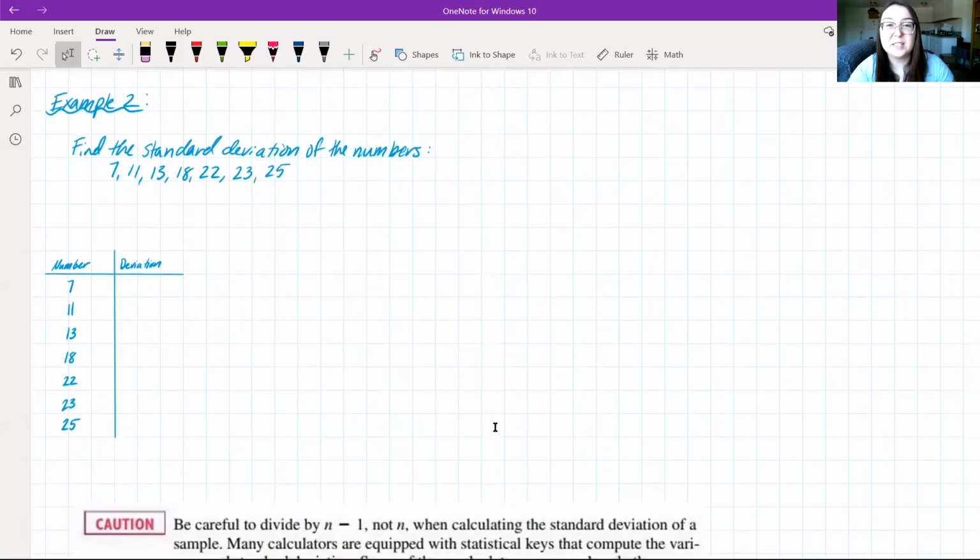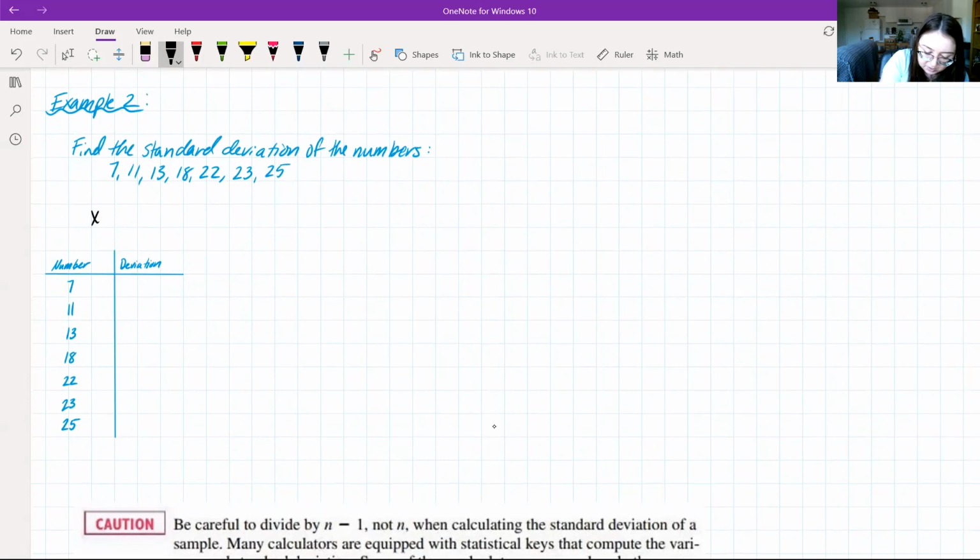All right, so let's do an example. Let's put some of this into practice. We want to find the standard deviation of the numbers 7, 11, 13, 18, 22, 23, and 25. When we're trying to find our standard deviation, we're given our list of numbers, and the first thing we always want to do is solve for the mean. So let's solve for the mean.